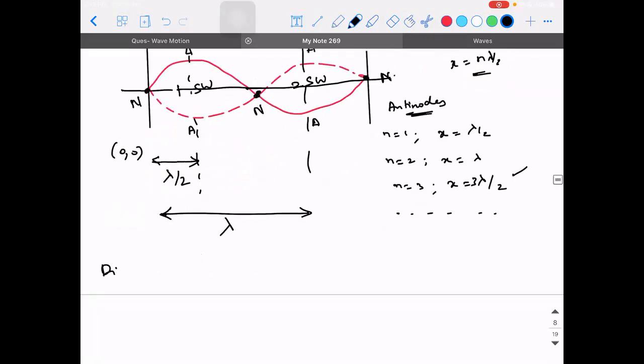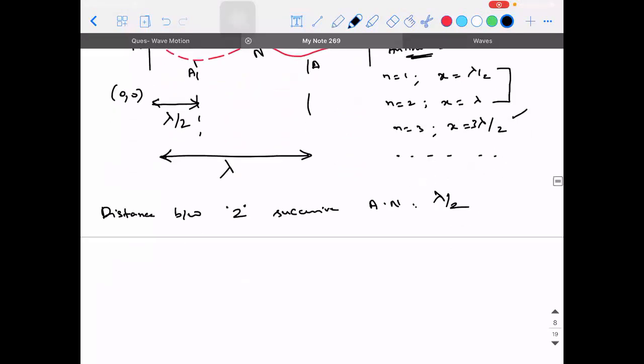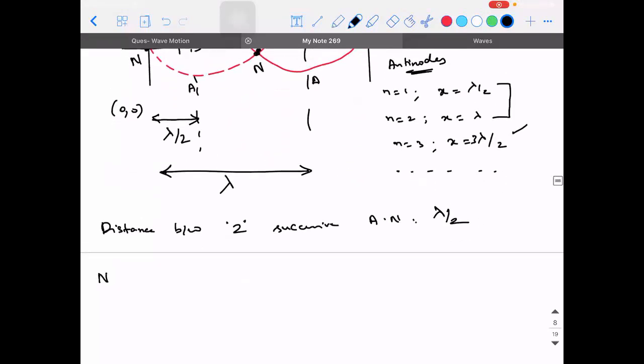So what is the distance between two successive antinodes? This is what you need to remember. What is the distance between two successive antinodes? Lambda by 2. Yes. Now, what are all the points where nodes are formed?